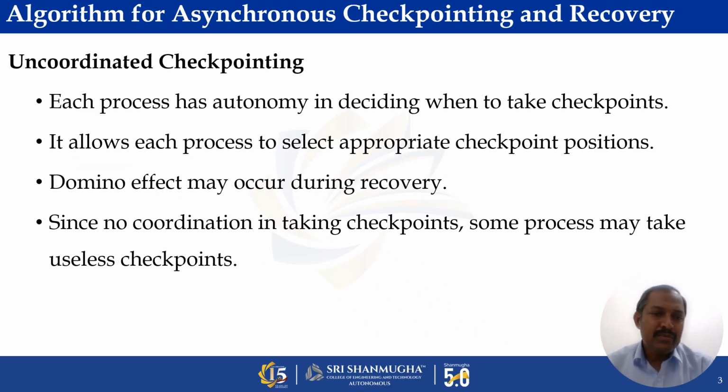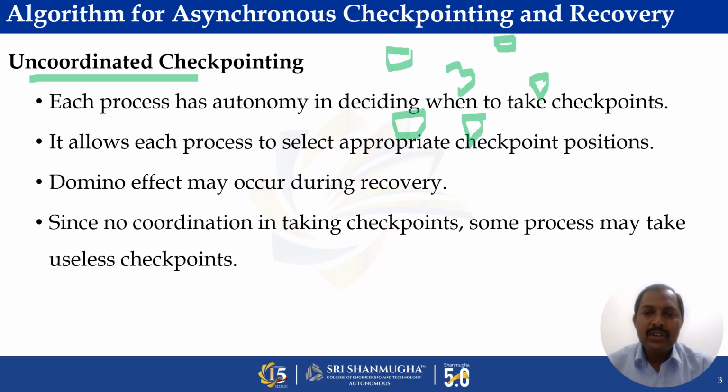So, uncoordinated checkpointing. What is uncoordinated checkpointing? Each process has autonomy in deciding when to take checkpoints. Generally, in distributed computing, multiple systems are combined to solve a problem. All of these are connected to a network. In a distributed system, multiple computers are connected through a network to solve a particular problem.